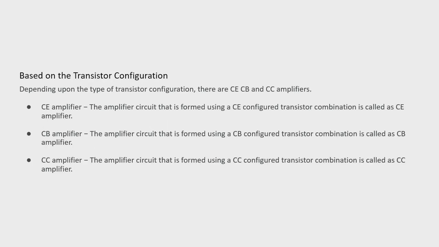Now, depending upon the type of the transistor configuration, there are CE, CB and CC amplifiers. The amplifier circuit that is formed using a CE configured transistor combination is called a CE amplifier, and the amplifier circuit that is formed using a CB configured transistor combination is called a CB amplifier. The amplifier circuit formed using a CC configured transistor combination is called a CC amplifier. We will be dealing with all these configurations in detail in the coming classes.